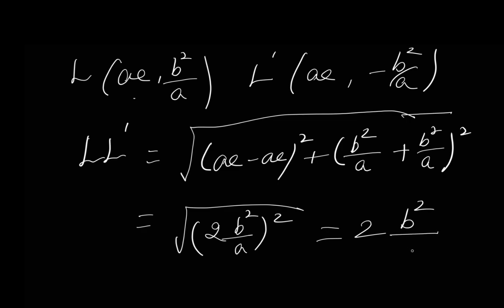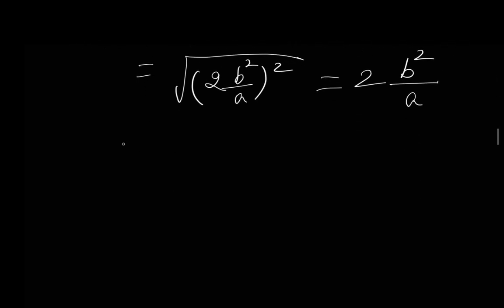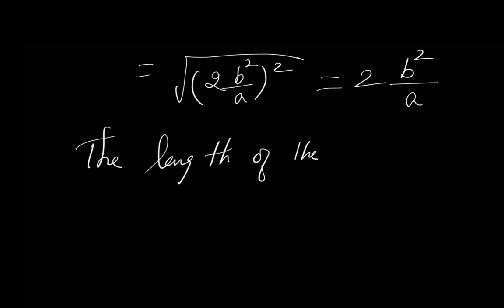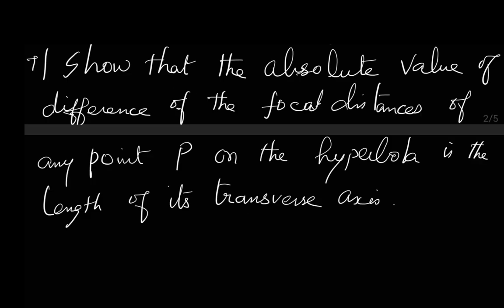2 into b squared by a. So therefore the length of the latus rectum LL dash is equal to 2b square by a. This is the answer. See the seventh sum.